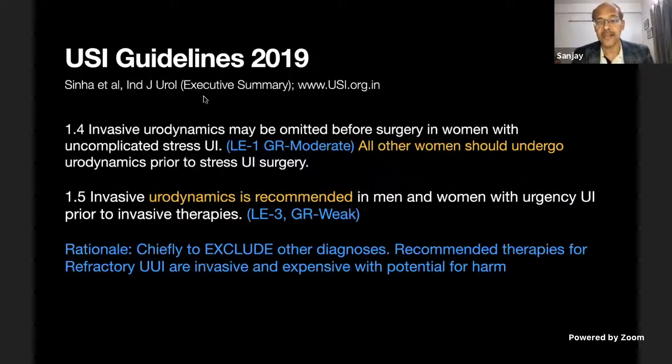And the reason for the USI guideline to recommend this, with a level 3 evidence and a weak grade of recommendation, is primarily to exclude other diagnoses. We feel that botulinum and sacral neuromodulation are both invasive therapies which are expensive with potential for harm. And it's important to exclude other diagnoses which are not uncommon, like avoiding dysfunction. So it's not to make a diagnosis, but to exclude a diagnosis. So findings of DO or lack of finding of DO during the test does not make a difference to the outcome of botulinum injection or sacral neuromodulation.